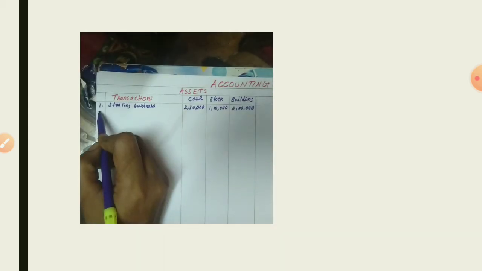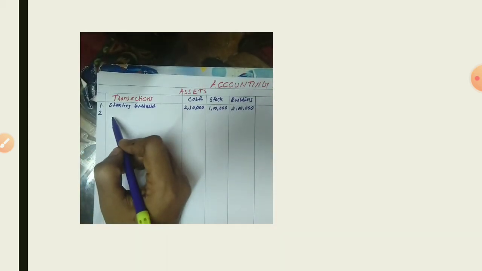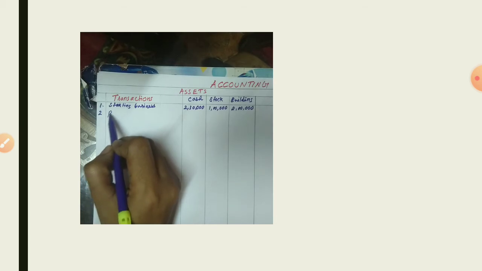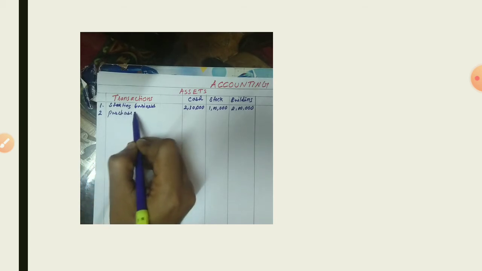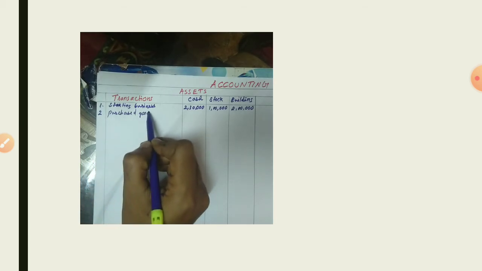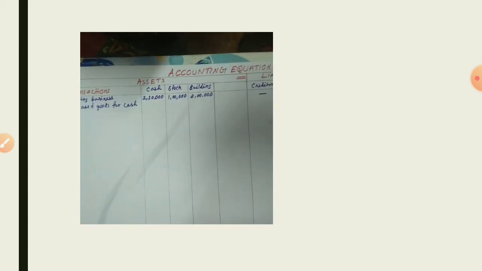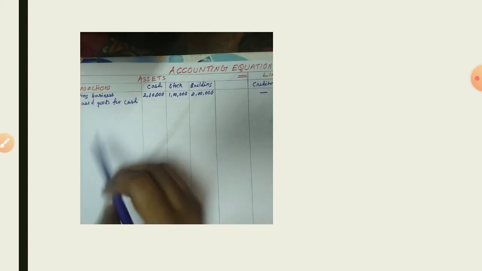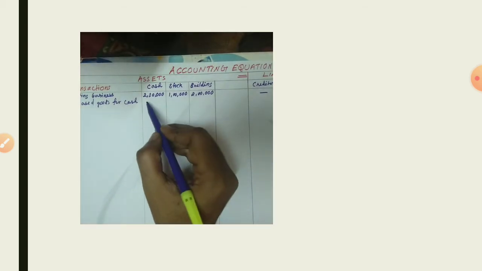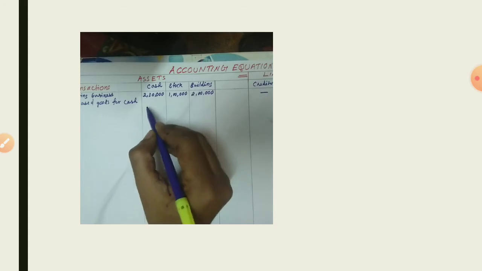Okay, now the second case is purchased goods for cash. So purchased goods for cash. That means cash has gone. Whenever cash is involved, purchased means the business is purchasing. So cash has gone. How much? 50,000.